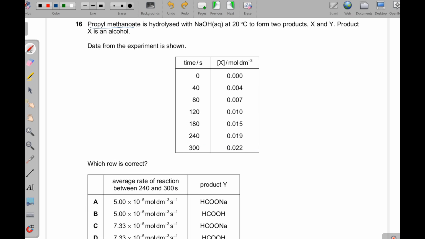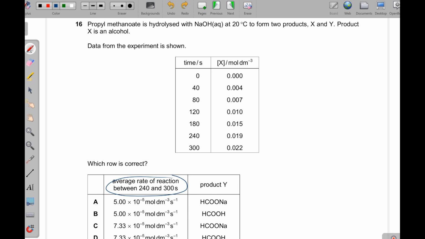Question 16. Propyl methanoate is hydrolyzed with aqueous sodium hydroxide at 20 degrees C to form two products, X and Y. Product X is an alcohol. Data from the experiment is shown. Every after some seconds, then we see what is being formed here. Remember, rate of a reaction, we look at the rate at which the product is formed, or the rate at which the reactant is being consumed. You see that? And X is a product, so these are the ones that are being formed every after some time. Okay, which row is correct?